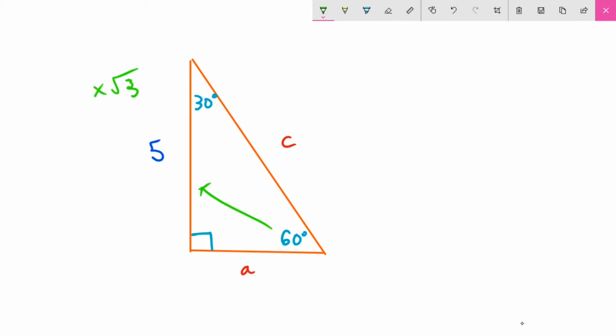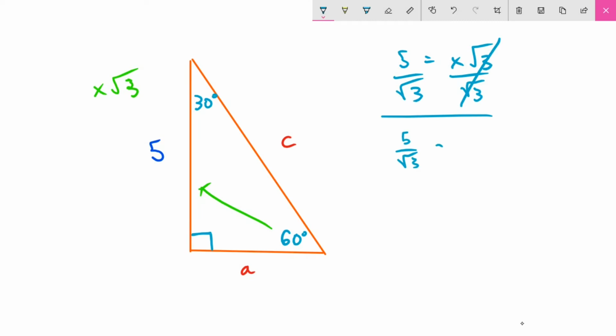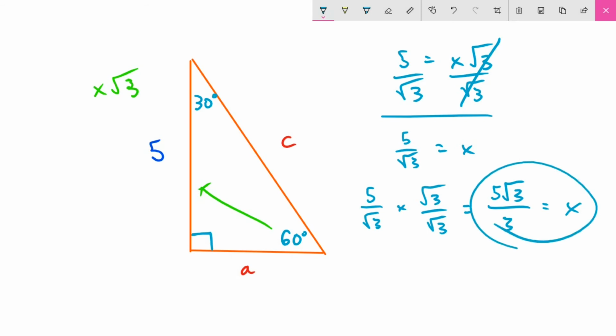So if I wanted to set up an equation, 5 equals x square roots of 3. To get x by itself, I'm going to divide both sides by the square root of 3. That would cancel this, and I would have 5 over the square root of 3 equals x. But wait, we can't have a square root in the bottom, can we? So we're going to multiply by the square root of 3 over the square root of 3, like this. That's going to give me 5 square roots of 3 over just the 3. So x is going to be 5 square roots of 3 over 3.